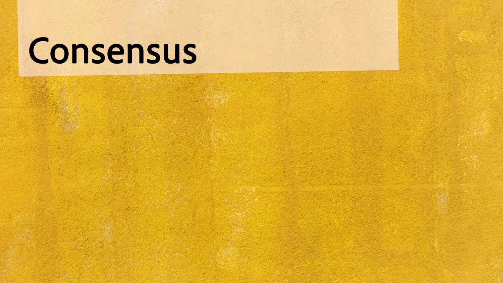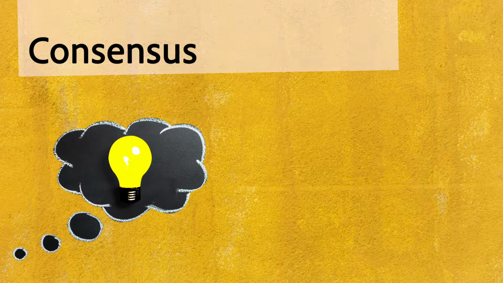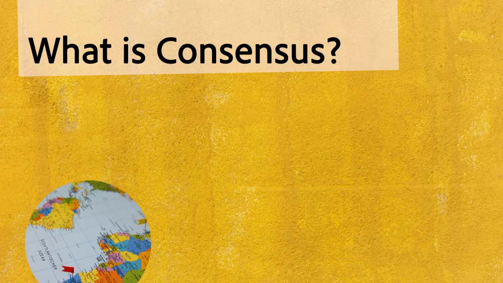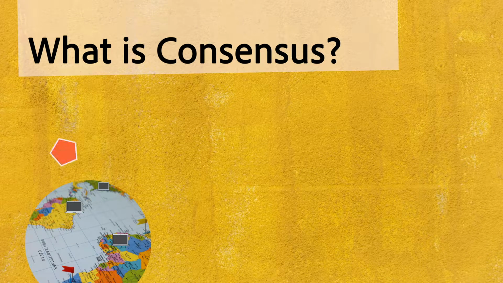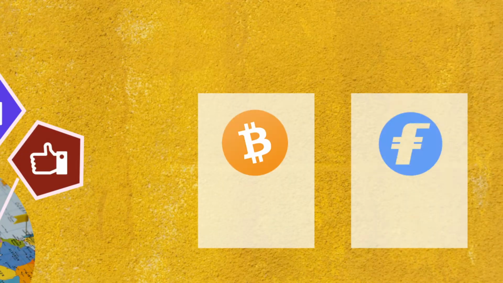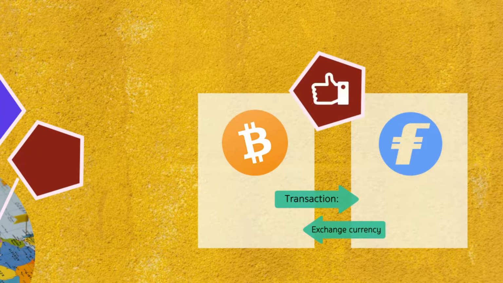Today we're going to be learning about consensus. Understanding consensus will give you a strong grasp on how blockchain is a revolutionary technology. For blockchain, consensus means all nodes in the network must come to an agreement about the truth within the network. In Bitcoin and Fabcoin, nodes create a consensus on the transaction history.